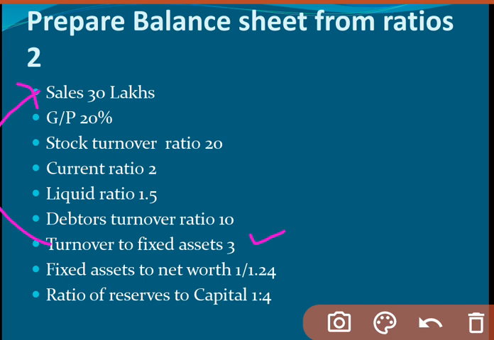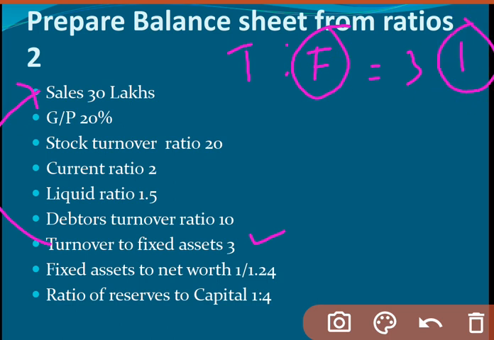Turnover to fixed assets is 3. So we can find the value of fixed assets. Turnover to fixed assets means turnover to fixed asset is equal to 3:1. That is, fixed asset is 1.